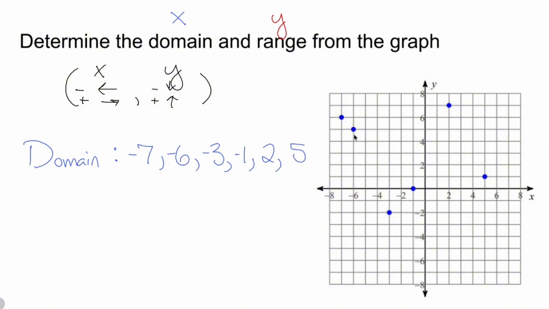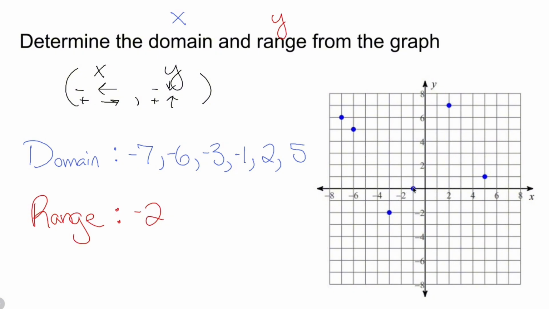Negative 7, negative 6, negative 3, negative 1, 2, 5. Going left to right, you get your domain in order. Now my range is going to be my y values. It makes sense that the smallest number in my range is the point from the bottom, working my way up. To get a range, I start at 0, 0, and I go down 1, 2 until I hit my first point. So my smallest range value is negative 2.